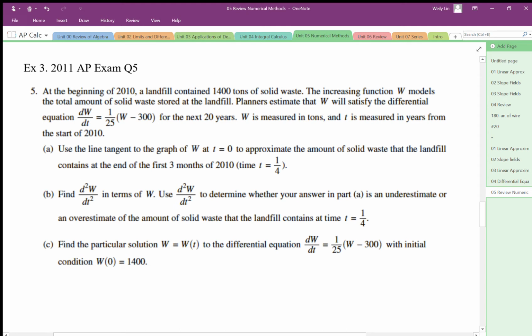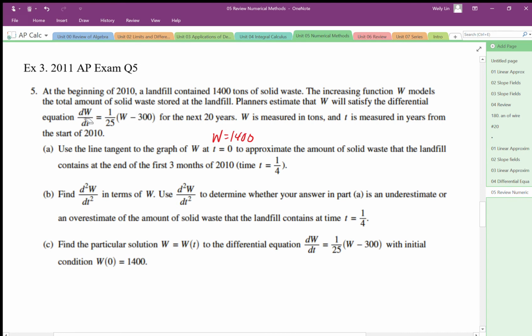Okay, so at t equals 0, use a tangent line to approximate the amount of solid waste the landfill contains at the end of the first 3 months. So first of all, we need to find the tangent line approximation. We need the x and y coordinates. So at t equals 0, the waste is equal to 1,400 tons, is what they tell us at the beginning here. We also need to know the slope. Well, we need the derivative at that point. So we need the derivative at t equals 0, W equals 1,400.